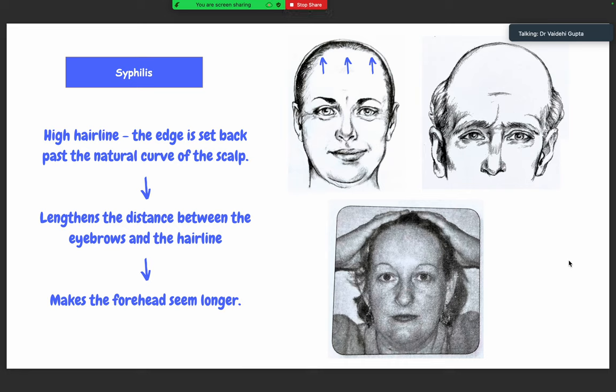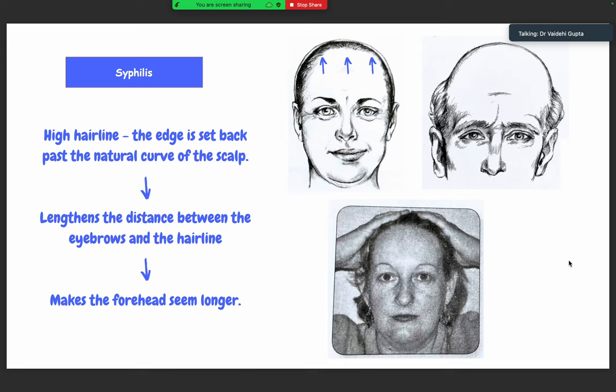Now syphilis is just the opposite of Sycosis. In Sycosis, the hairline was lower than the average, but in syphilis, it will be higher than the average. So the hairline will recede back, and the forehead will look longer. Balding is also in syphilis.